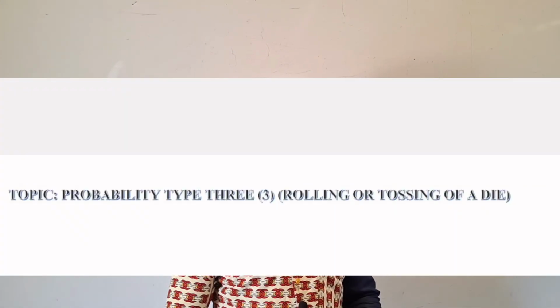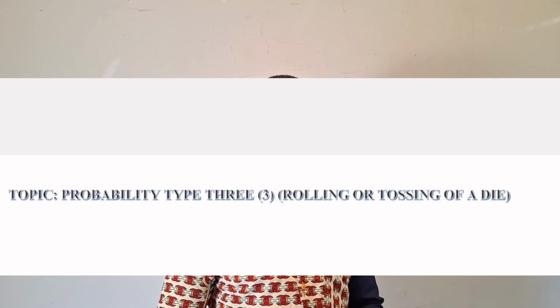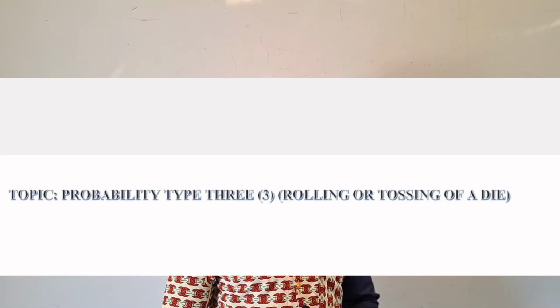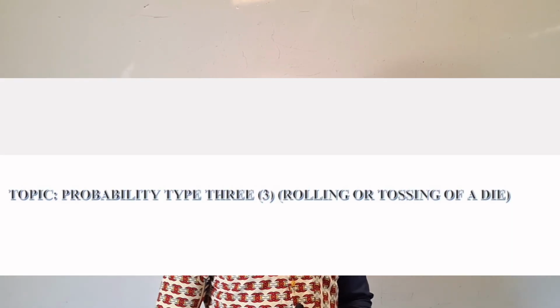Today we are going to move on to probability type 3. That is a relation involving the tossing or the rolling of a die. When a die is rolled, what are some of the ways we calculate for probability in such questions? So that's what we are going to look at.